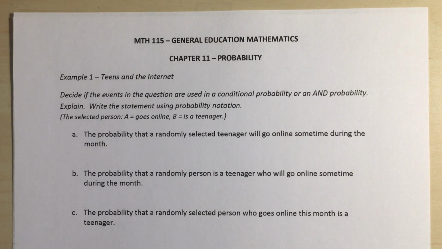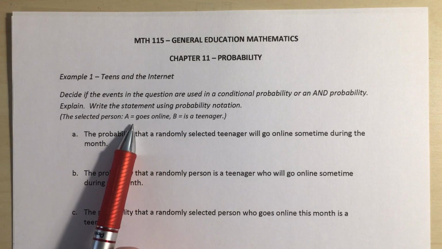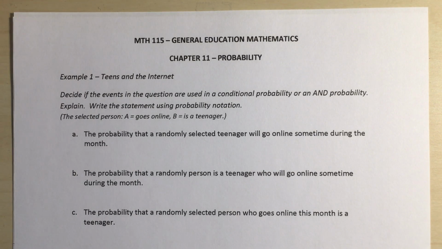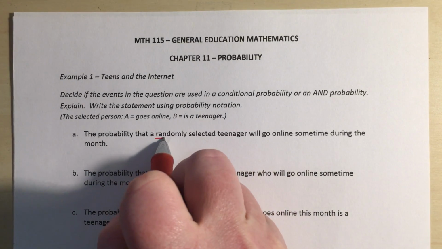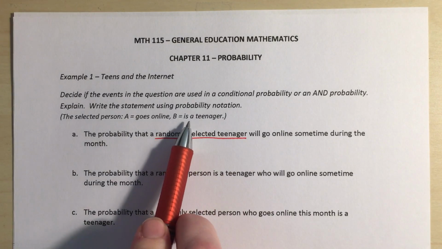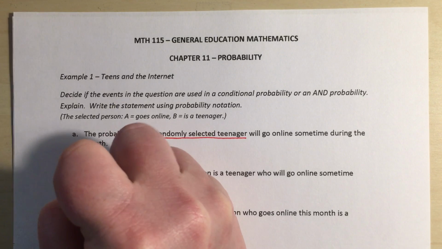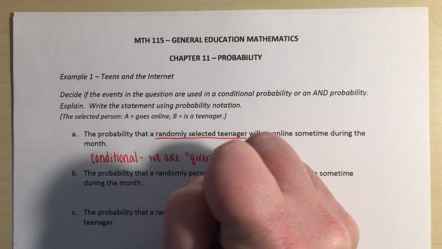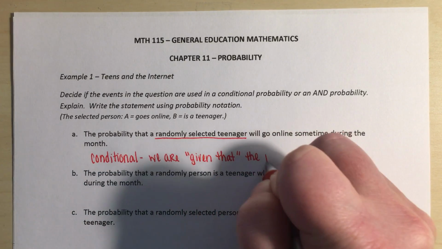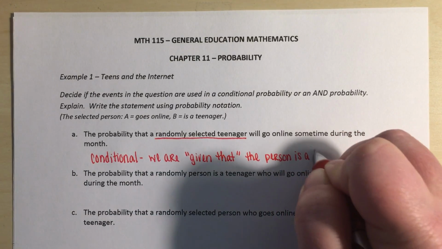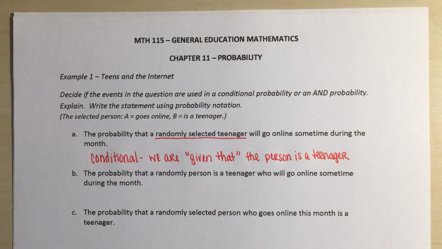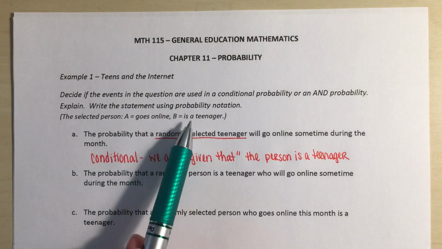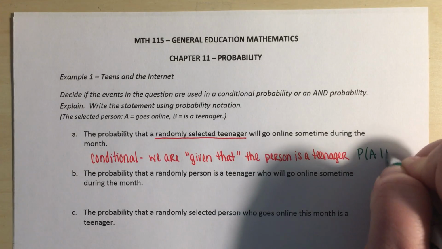All right, so the probability that a randomly selected teenager will go online sometime during this month. If we're looking at the different groups that we have in this problem, we're looking at a randomly selected person, and then our groups: group A, event A, is if the person goes online. Group B is the event that the person is a randomly selected teenager. So in this particular problem, we are starting with a randomly selected teenager. So we are focusing on one of our groups. So this would be an example of a conditional probability. We are given that the person is a teenager. Notation-wise, the probability that a person goes online given that they are a teenager is the probability of A given B.